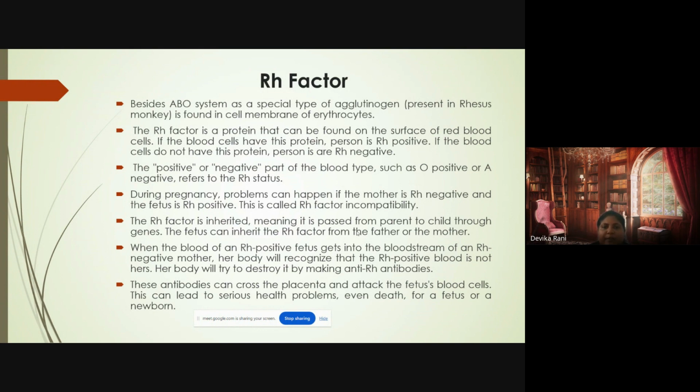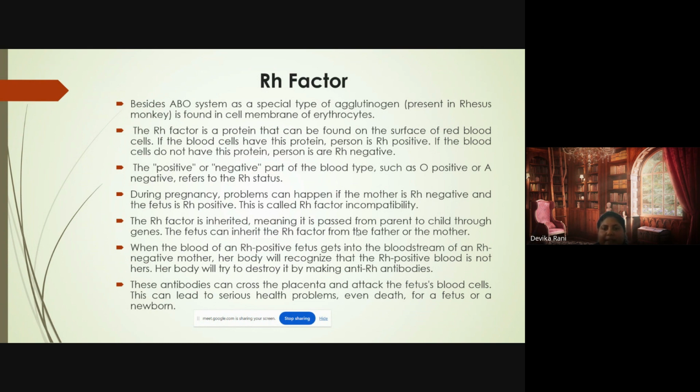Now, when the blood of an Rh positive fetus gets into the bloodstream of an Rh negative mother, by any chance, her body will recognize that the Rh positive blood is not hers. Obviously, if it's a foreign body, the immune system will start responding. So her body will try to destroy it by making anti-Rh antibodies.